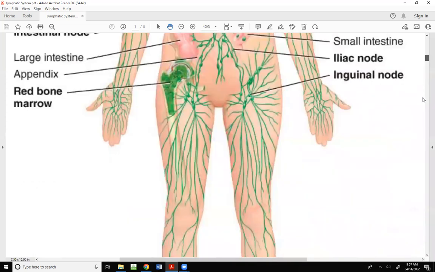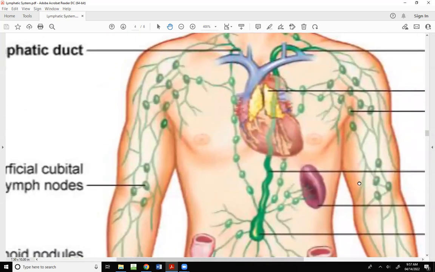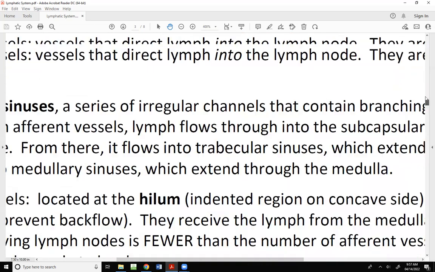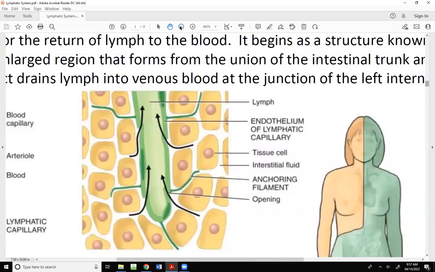If I go to that one picture, you can see it really nicely. And this one, here's the cisterna chyli. There's the thoracic duct. You can actually see it coming up and up and up and down right there. Whereas the right lymphatic duct is the much smaller of the two.